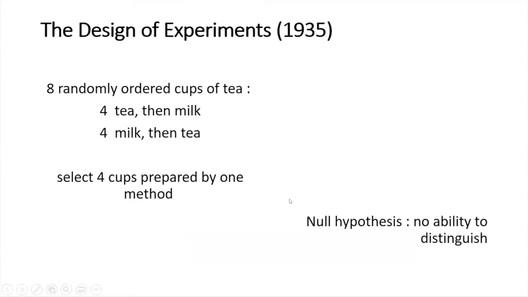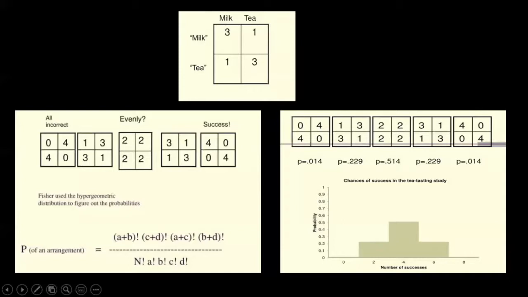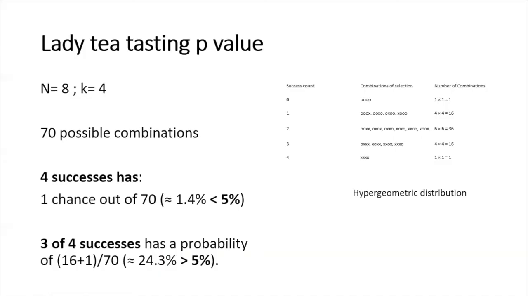And he came up with the idea of using 8 randomly ordered cups of tea. 4 had tea first and then milk, and 4 milk then tea. And she was asked to select 4 cups prepared by one method. And he set up his null hypothesis that she couldn't do this and this was all purely chance. He then went to analyze each option using hypergeometric distribution of probabilities. So if she was going to get all correct, what was the probability of that? If she was going to get 3 correct, 2 correct, 1 correct, or none correct. And he came up with what essentially looks like a normal distribution curve. So he calculated the probability of each possibility of the 4 cups.